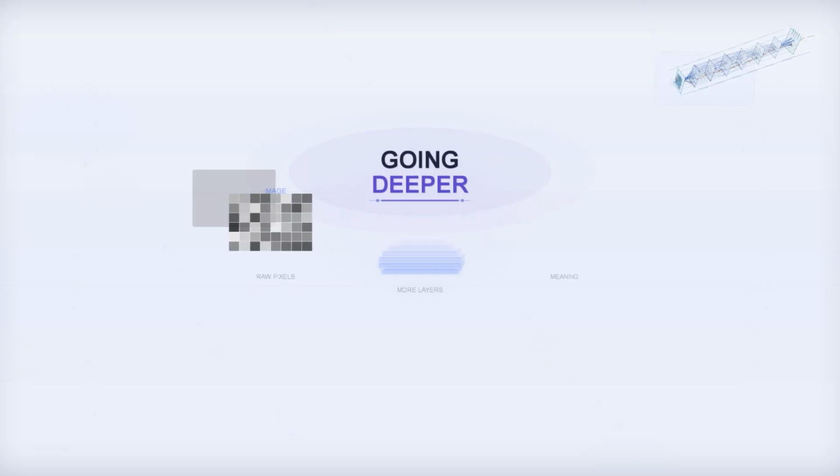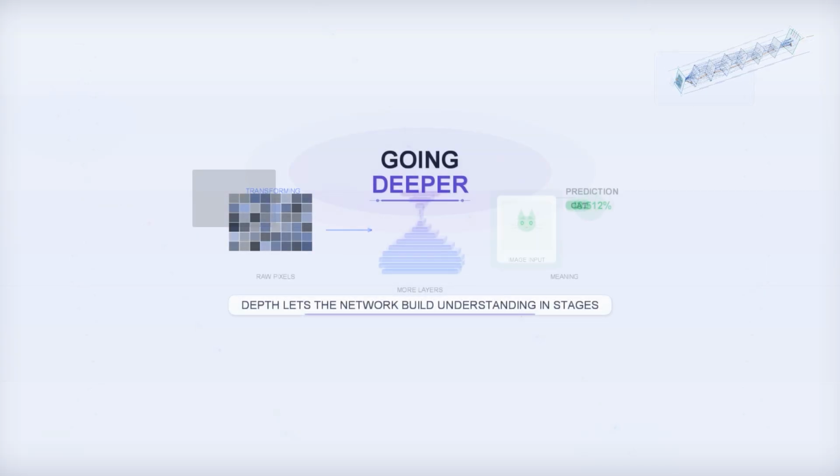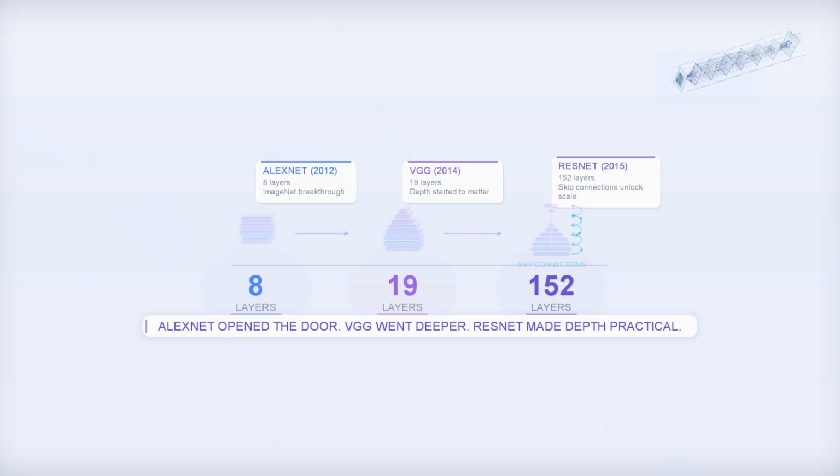Modern neural networks can be incredibly deep. Some have hundreds of layers stacked on each other. In 2012, AlexNet had only 8 layers and changed everything. It crushed the competition in image recognition. 2 years later, VGG pushed deeper. 19 layers. Then ResNet shocked everyone in 2015, 152 layers.